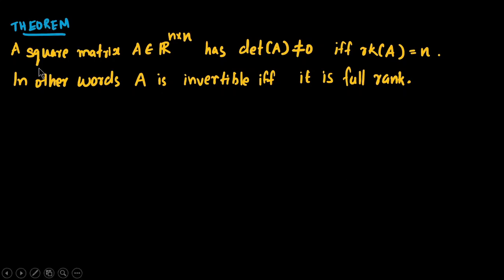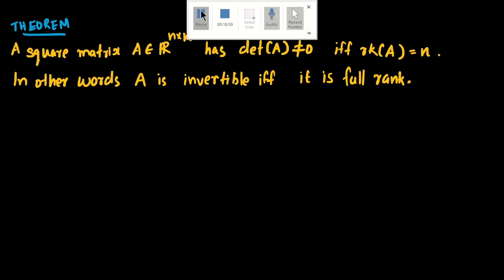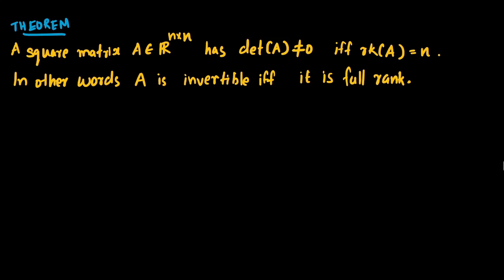Then the theorem says that a square matrix A belonging to R^(n by n) has determinant of A not equal to 0 if the rank of A is equal to n. In other words, A is invertible if and only if it is full rank. So a square matrix has determinant of A not equal to 0 only if its rank is equal to n. So we can say that if it is full rank, then A is invertible.